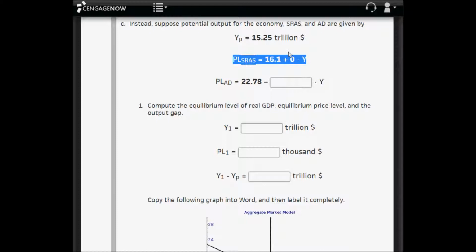In scenario C, potential output and aggregate demand are identical to what they were in scenarios A and B. The only thing that has changed here is short run aggregate supply has an intercept equal to 16.1 and a slope equal to 0. The slope of aggregate demand is still 0.500 because the MPC and the MPM are still 0.75 and 0.25 respectively. To compute the equilibrium level of real GDP, equilibrium price level, and the output gap, we're going to use the graph after we inserted these numbers into our Excel simulation, which I've already done.